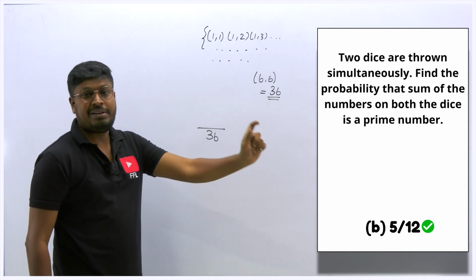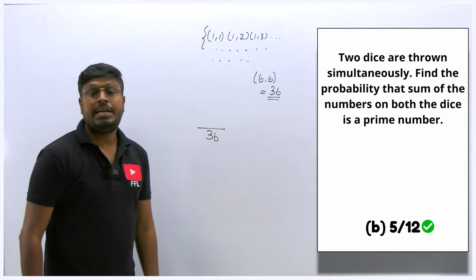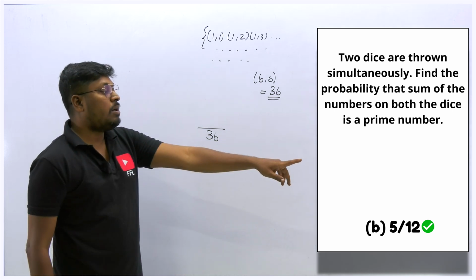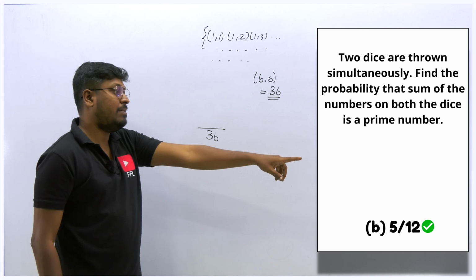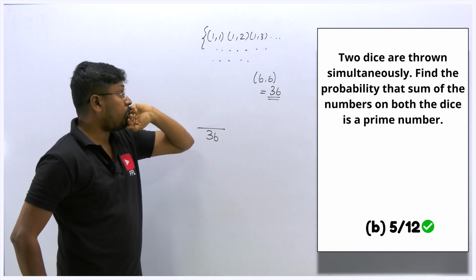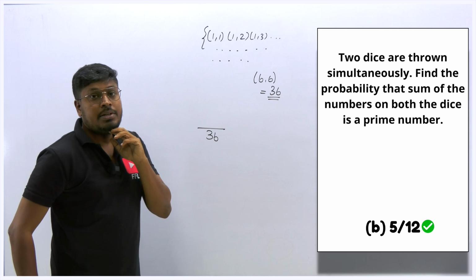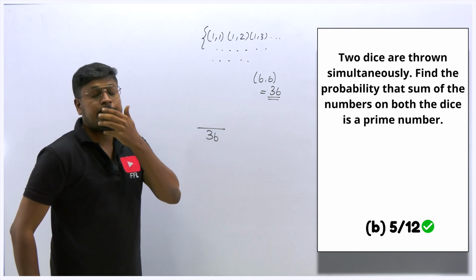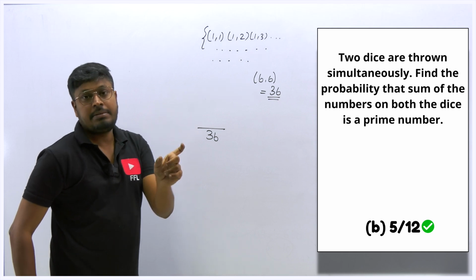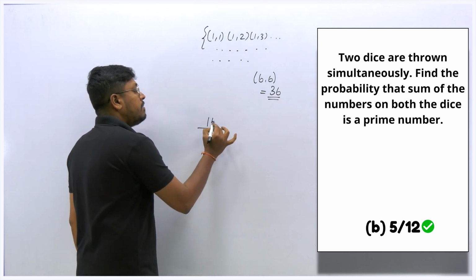So 1, 1 will be 2, which is prime. So here you have to find what are all the numbers whose sum is equal to a prime number. So 1, 1 will be prime, and 1, 2 will also be prime because the sum will be 3, and 1, 3 will not be prime. Why? Because 4 is not a prime number. So 1, 4, 1 plus 4 is 5. So 5 is a prime number. So similarly, you have to add both the numbers. Resultant should be a prime number. So we can say the total 15 outcomes will be there.